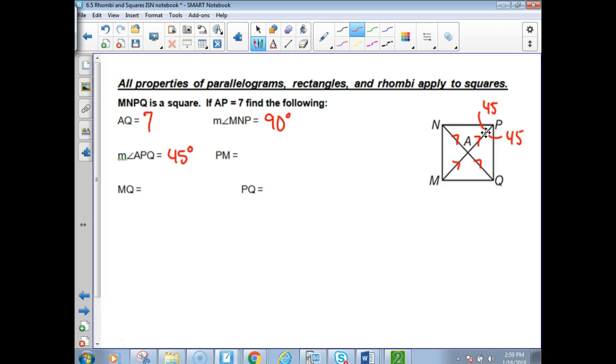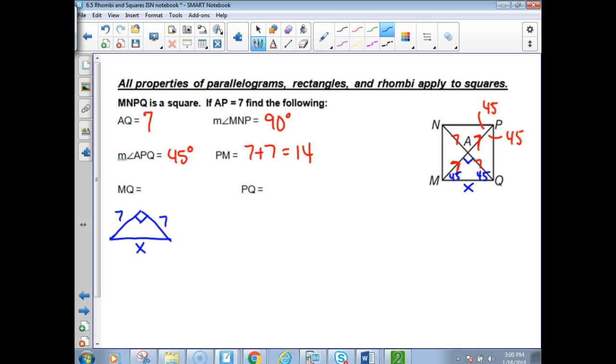Length of P to M. P to M is a diagonal, and that would be 7 plus another 7. So it's 14. M to Q. Oh, well, that's not on there. I'm going to call it X. This triangle has sides of 7 and 7 and a right angle there in the middle, and these are 45 each. How can I solve this by something we've done this year to figure out the length of this side right here across from the 90?